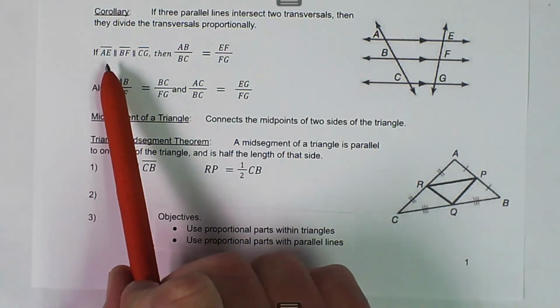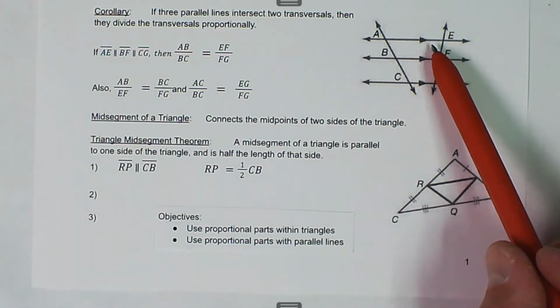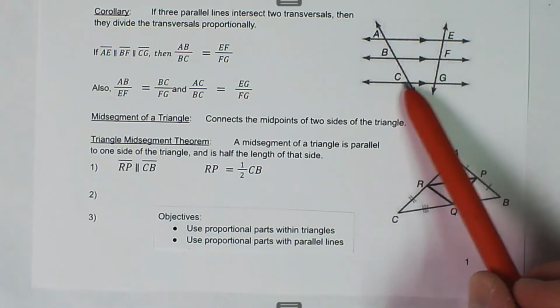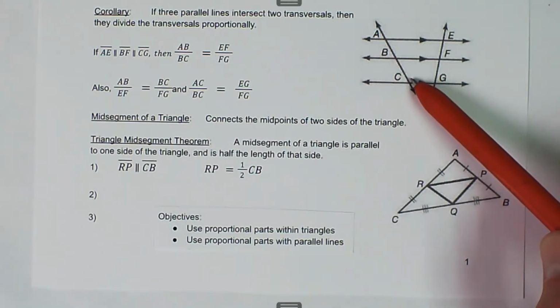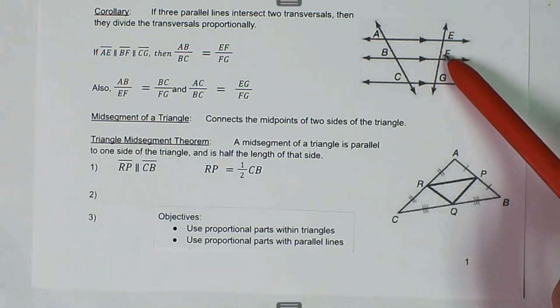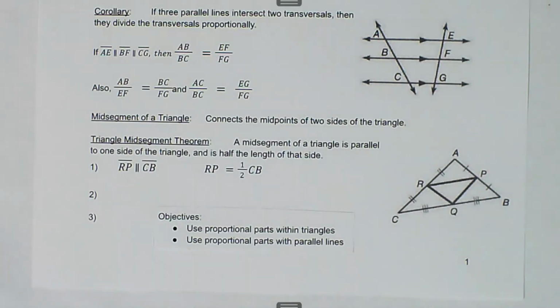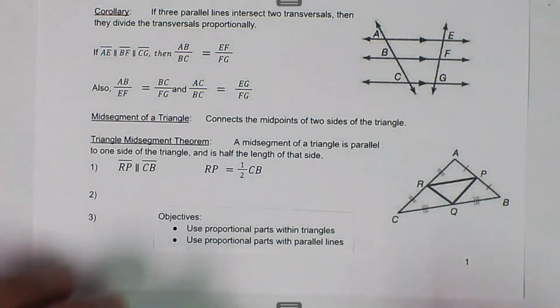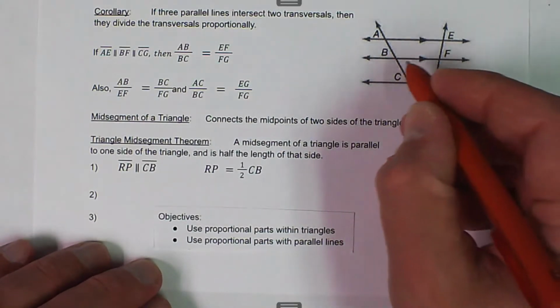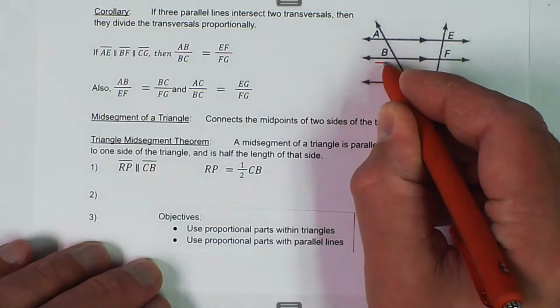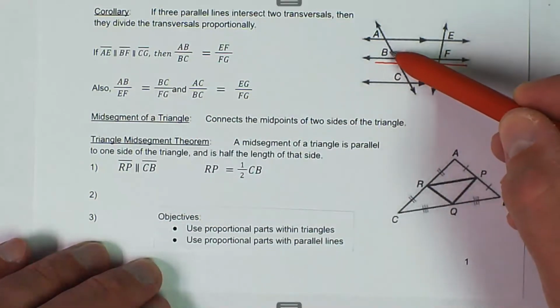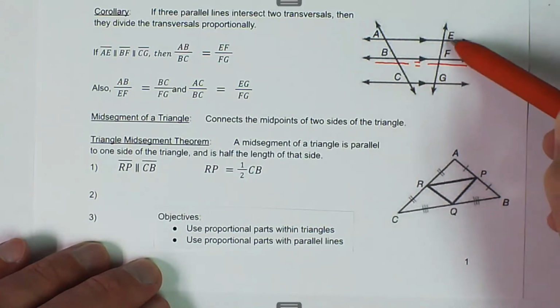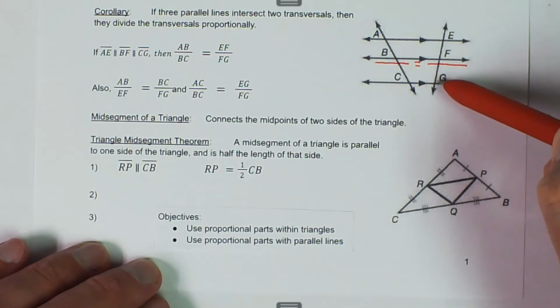So it says if AE is parallel to BF is parallel to CG, then it says AB divided by BC is equal to EF divided by FG. And we can do this the same way that we did with the triangle proportionality theorem. We can draw the proportion right on our screen or right on the paper. So we put our proportion right there, and basically it says AB divided by BC is equal to EF divided by FG.